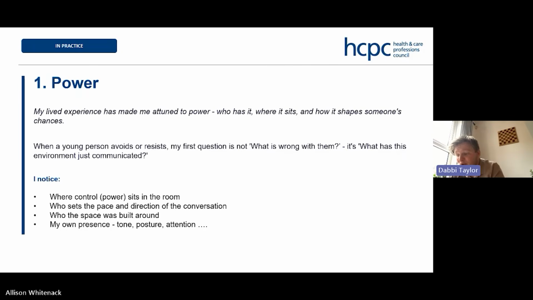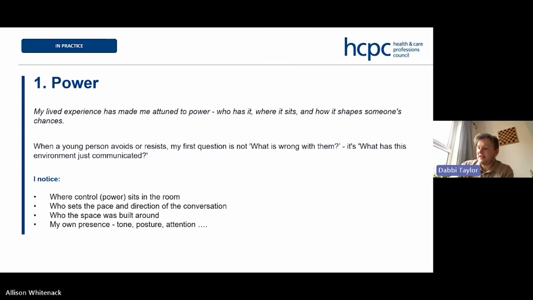So when a young person starts to avoid, or resist, or go silent, my first question is not, what is driving this behavior, or what is wrong with them, or why are they acting like this, but rather, what in this environment has just communicated to them about whether it's actually safe to be here. And then I can start mitigating those factors. And that starts by noticing where control sits in the room, or power. That's just who's setting the pace, who's holding the agenda, and essentially who this space was built around.